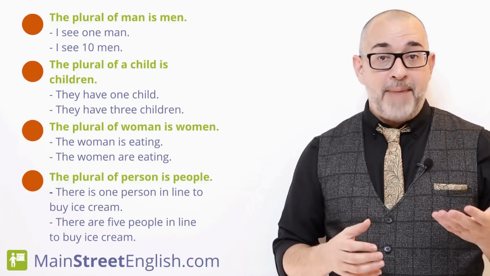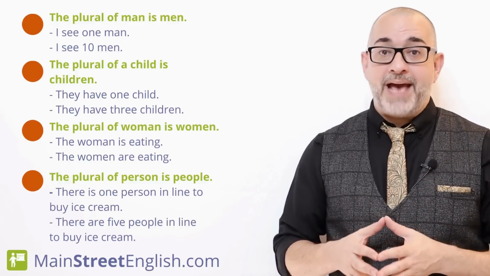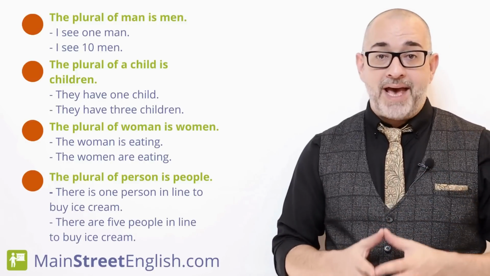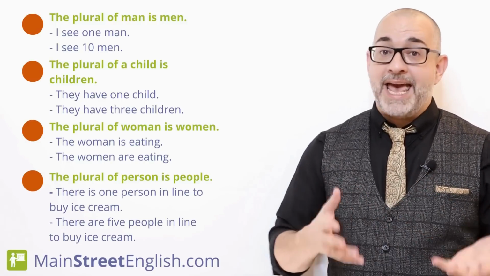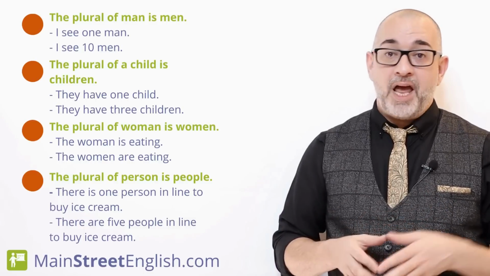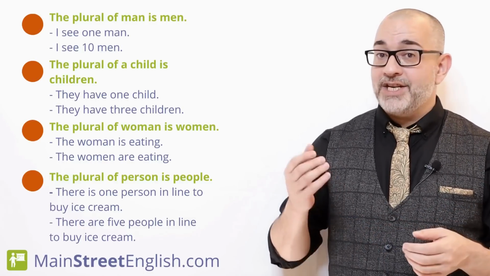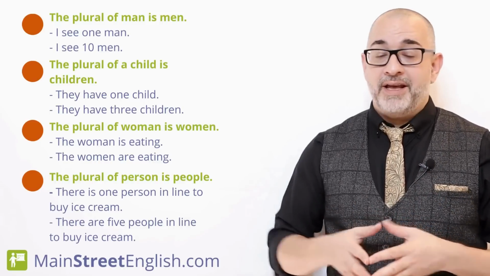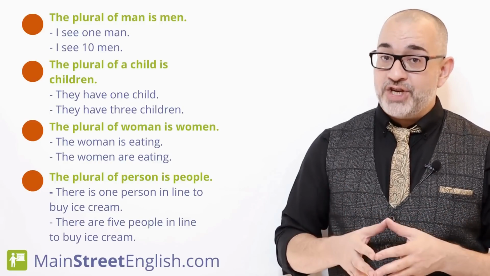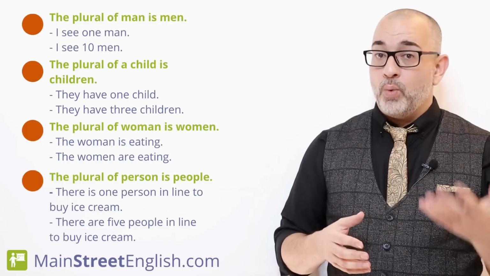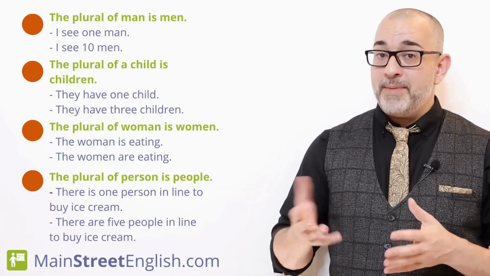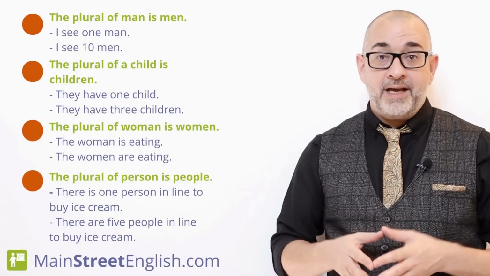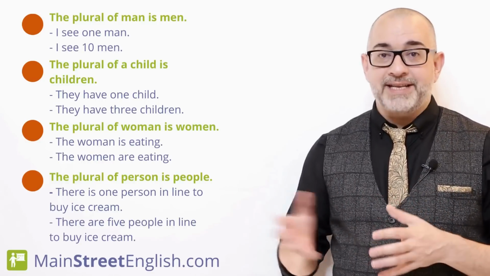Nouns like man. The plural of man is men. I see one man. I see 10 men. Child and children. They have one child. They have 3 children. Woman and women. The woman is eating. The women are eating.